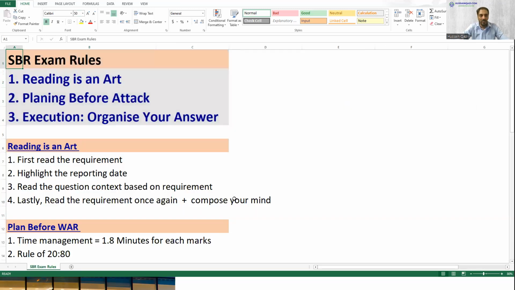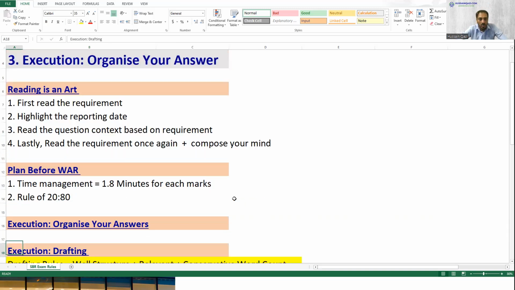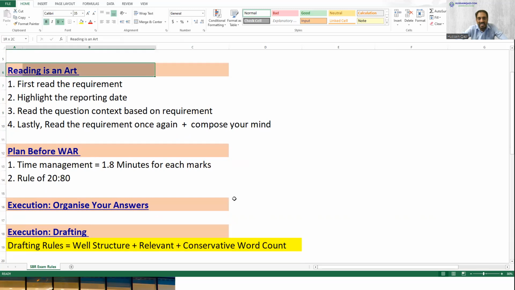Yes, compiling all the points. There are 3 SBR exam rules, 3 important rules. Number 1, reading of the question is an art. Number 2, always plan before attack. Number 3, whenever you are executing your answer, even theory, discussion based or calculation based, always organize your answer.